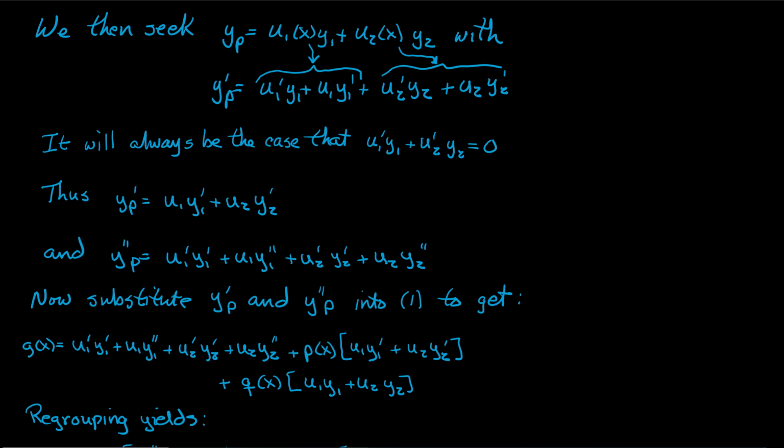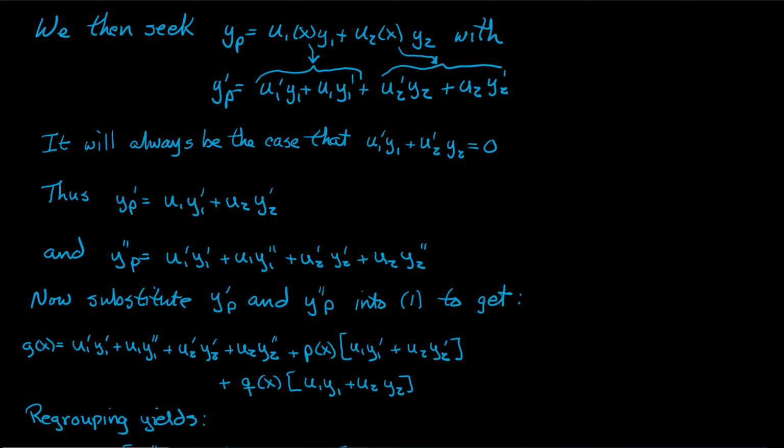When we have this, we can now go ahead and compute the second derivative of our particular solution. Since u1 is assumed to be a function in terms of x, we're going to need to use the product rule here, which will give us these two terms. And the same thing will be true of u2. u2 is going to be a function of x, and we're going to need to use the product rule there, which will give us those two terms.